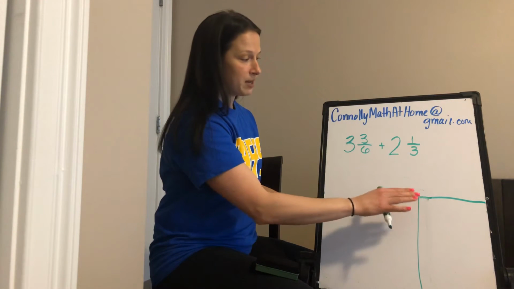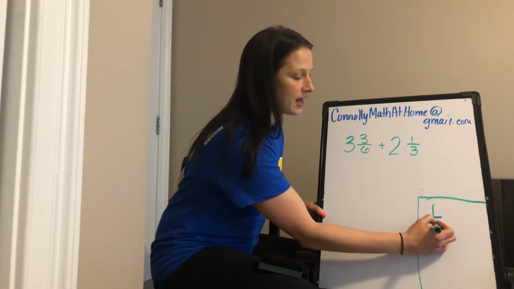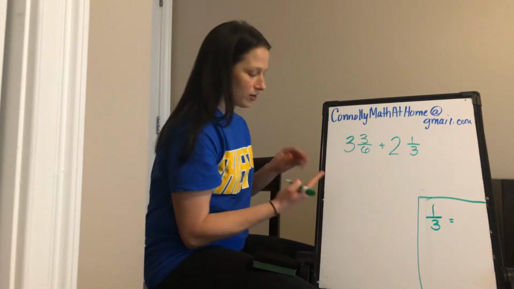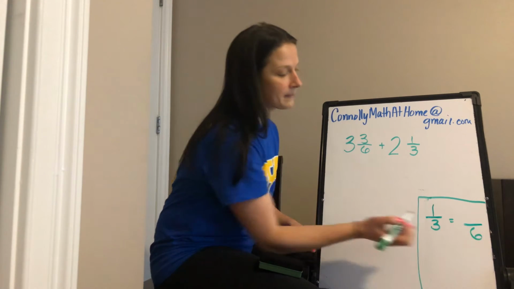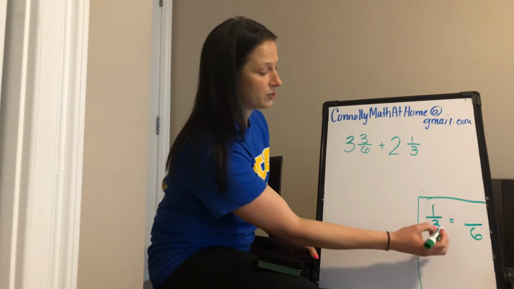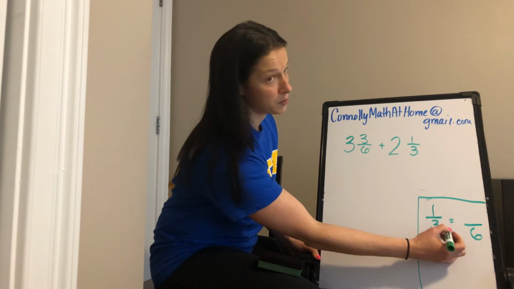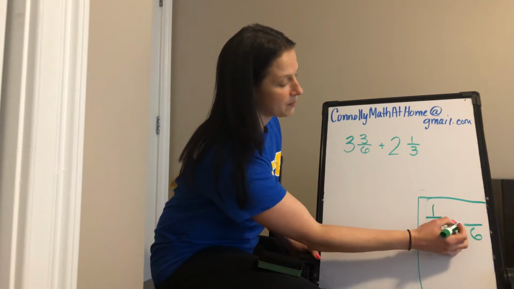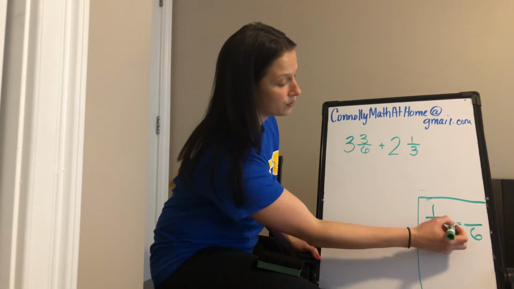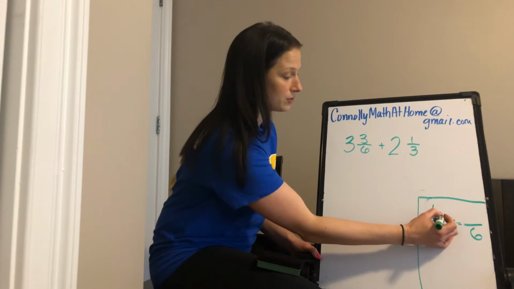So on the side of your paper, away from over here, you are going to figure out how to make 1/3 into sixths. And I go over this in the previous videos, so make sure you check them out. So I say to myself, how do I get from 3 to 6 with multiplication or division? That's all you're allowed to use when you're doing this. And I multiplied my denominator by 2. So that means I'm multiplying my numerator by 2.